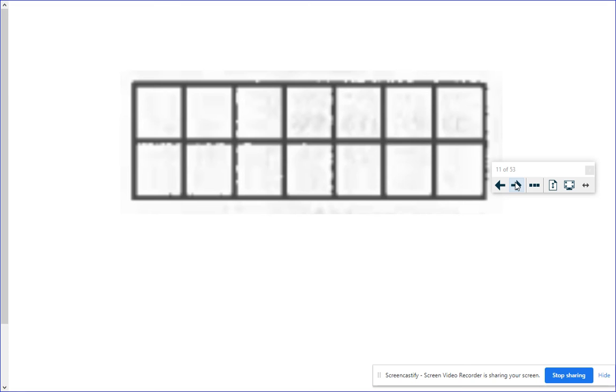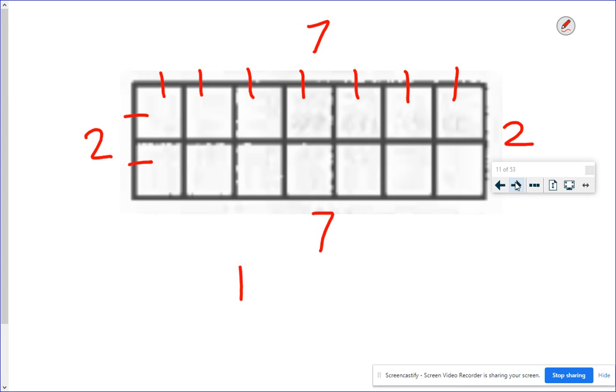Now you pause the video and try this one. Check back with me. Top is 7, so the bottom is 7. The left side is 2, so the right side is 2. 7 plus 2 plus 7 plus 2 is 18 units. That's the distance around the outside of this rectangle.